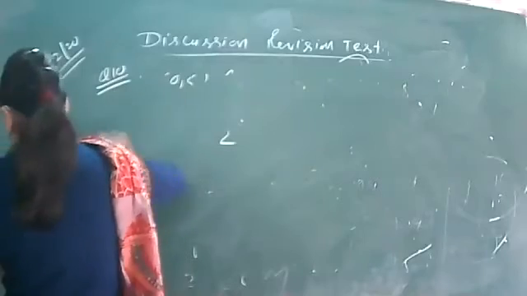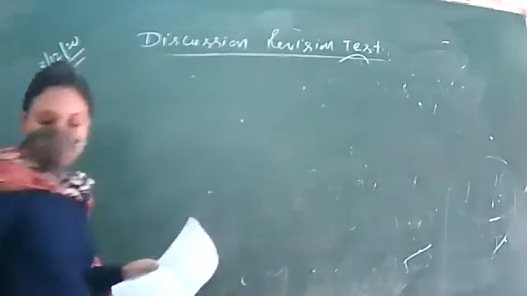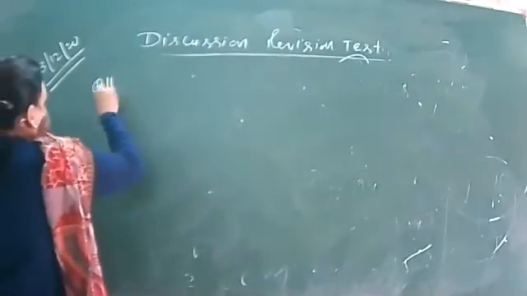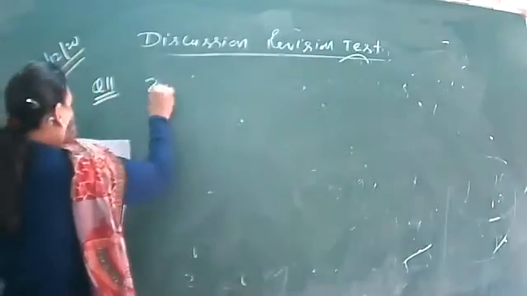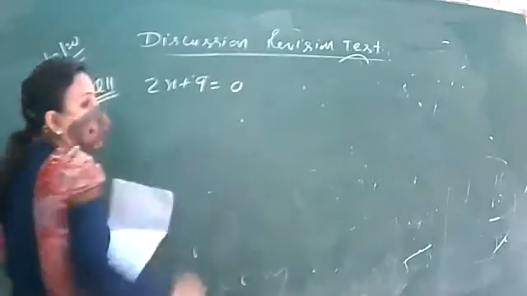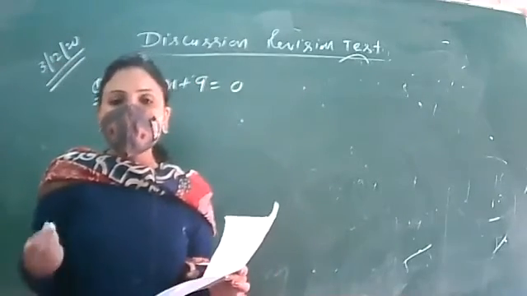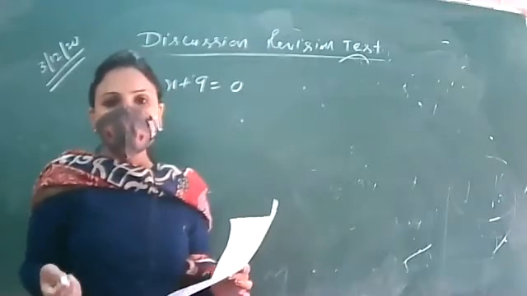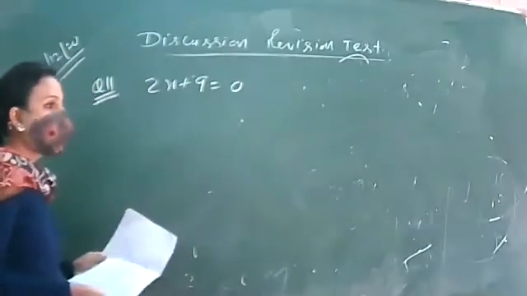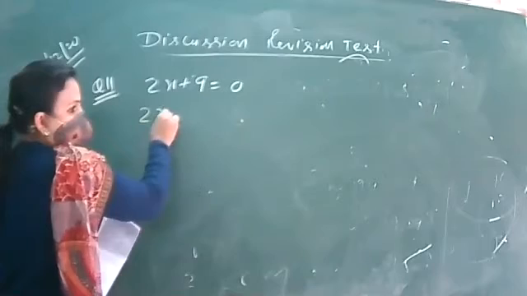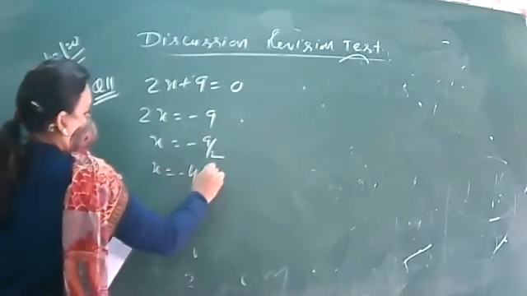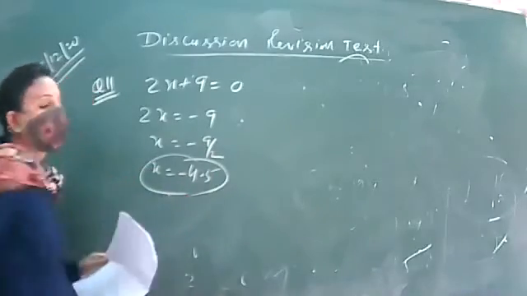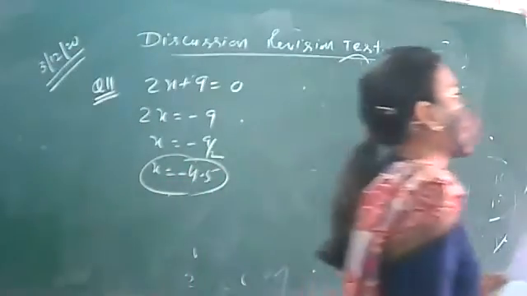Let us start with 11th question. Give the geometrical representation of the solution of 2x plus 9 equal to 0 in one variable and in two variables. This is a graph based question, so you might have made it on graph. So you just check it. First of all, we'll find the solution. That means getting the value of x from here. X is equal to minus 4.5.